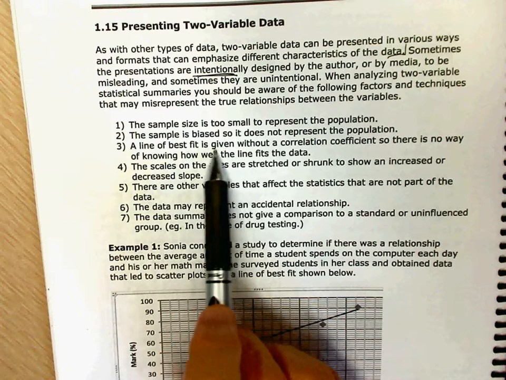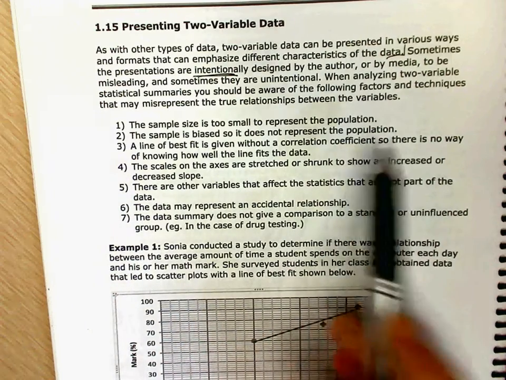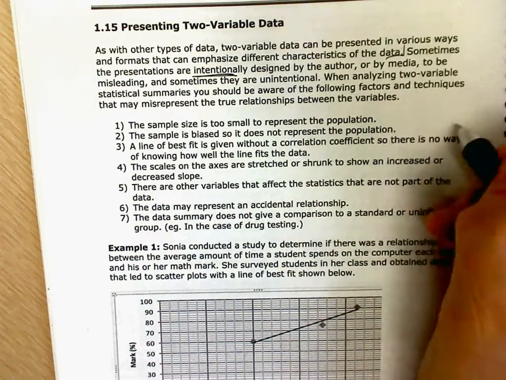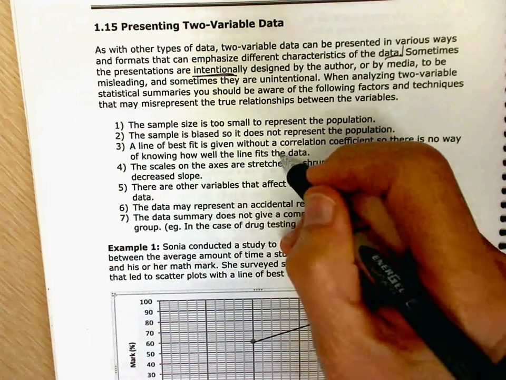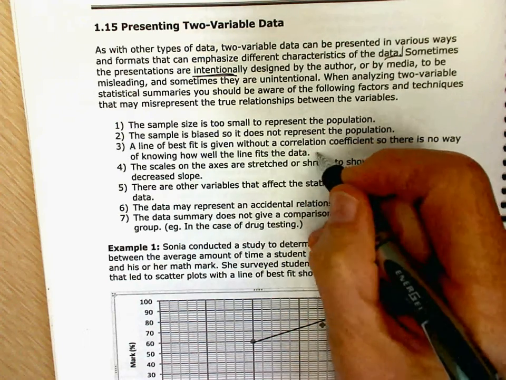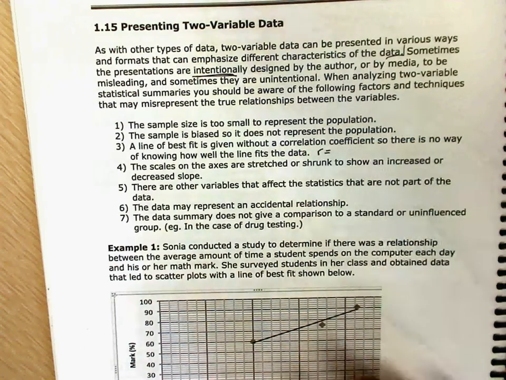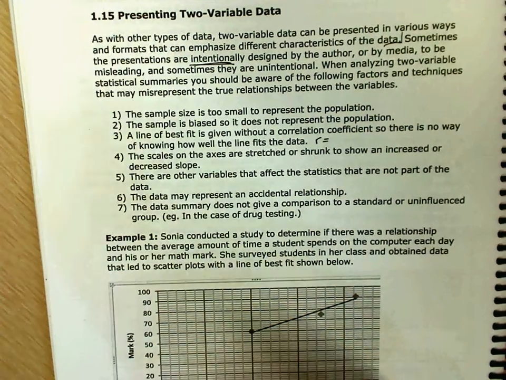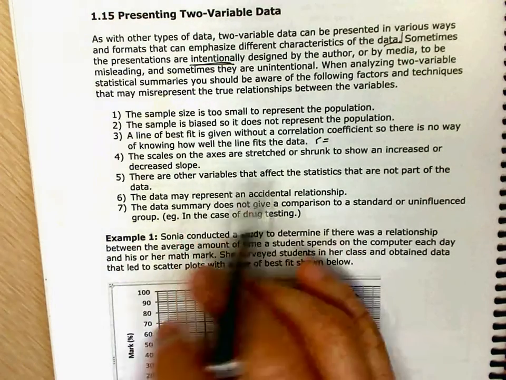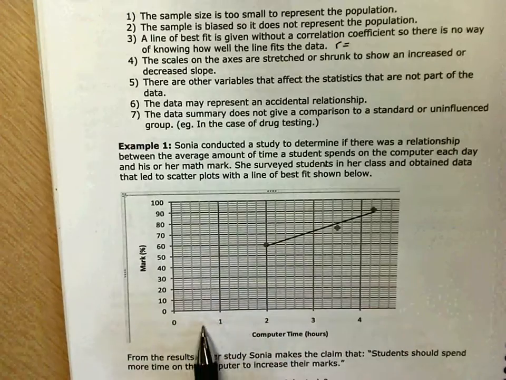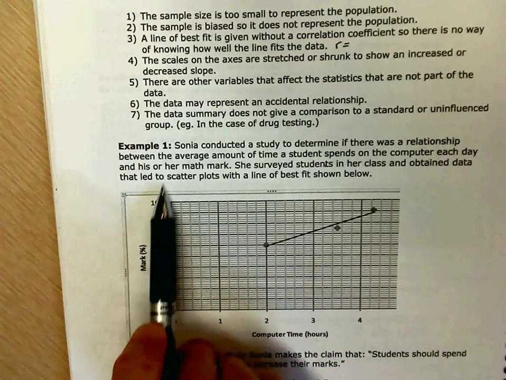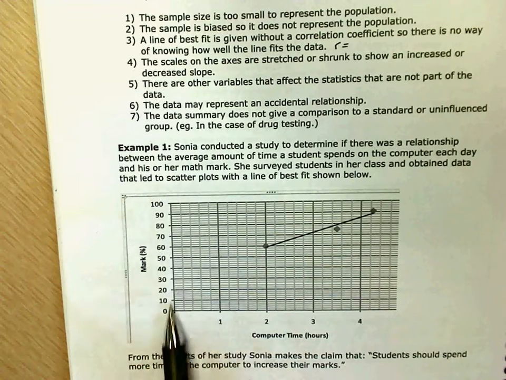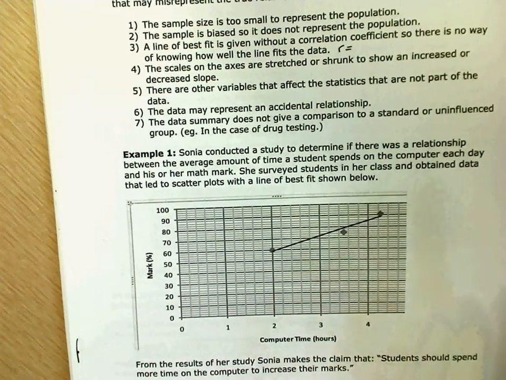A line of best fit is given without a correlation coefficient, so there's no way of knowing how well the data fits the line. So that's your R calculation, right? Scales on the axes are stretched or shrunk. Look at your x-axis here. Look at your y. This is compressed and this is stretched. I wonder why.